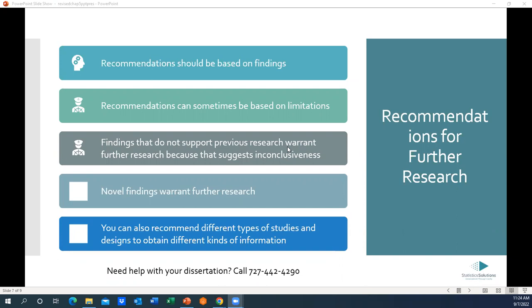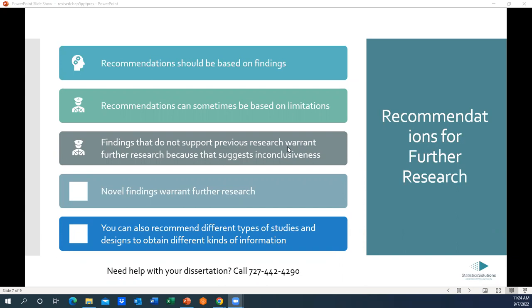Any findings that are unexpected or novel or new, that can be the basis for recommending further exploration, right? Because if something's new, it's just come out, you found it, definitely it would require more research. You can also recommend different types of studies and different types of designs to obtain different kinds of information.